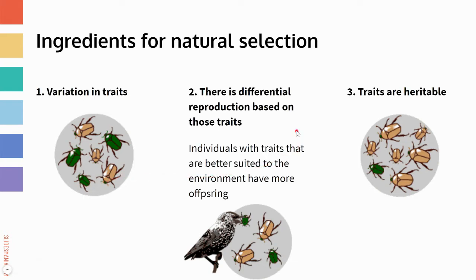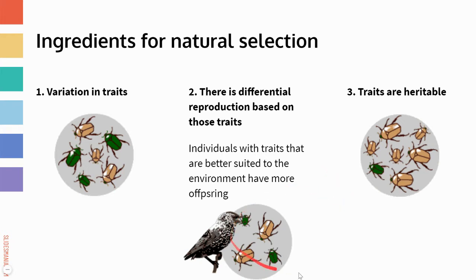The second condition is that there needs to be differential reproduction based on these traits. This idea of differential reproduction is just getting at the fact that in nature, it's not the case that every individual organism is going to be able to survive and reproduce to the maximum potential possible. Some individuals are going to have more offspring than others. Specifically, it's going to be individuals with traits that are better suited to the environment that are going to survive and reproduce and pass on their genes.